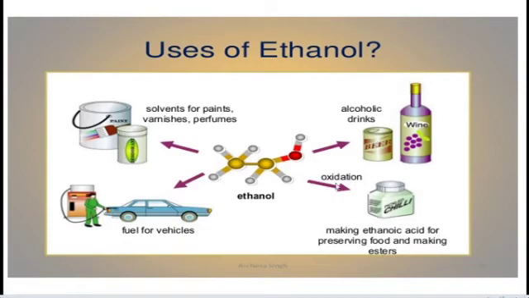The oxidation of ethanol makes ethanoic acid for preserving food and making esters. Then ethanol is also a fuel for vehicles. So these are also the important uses.